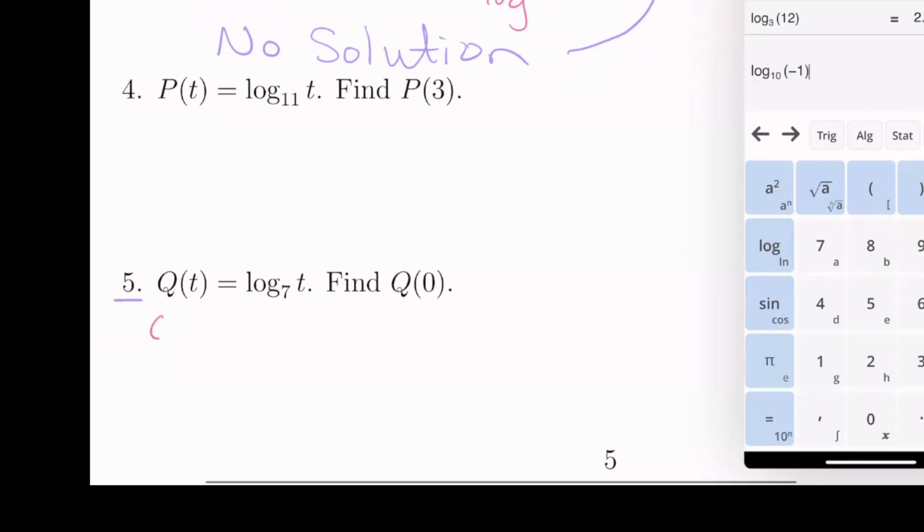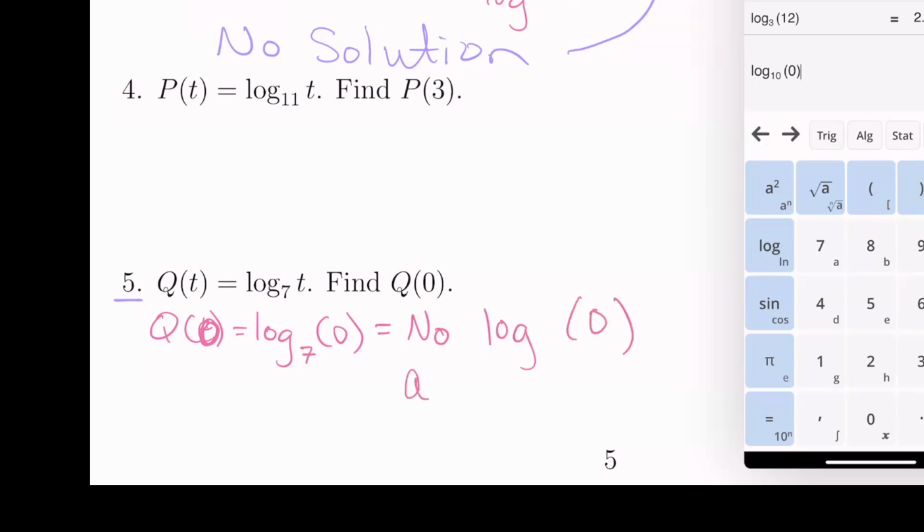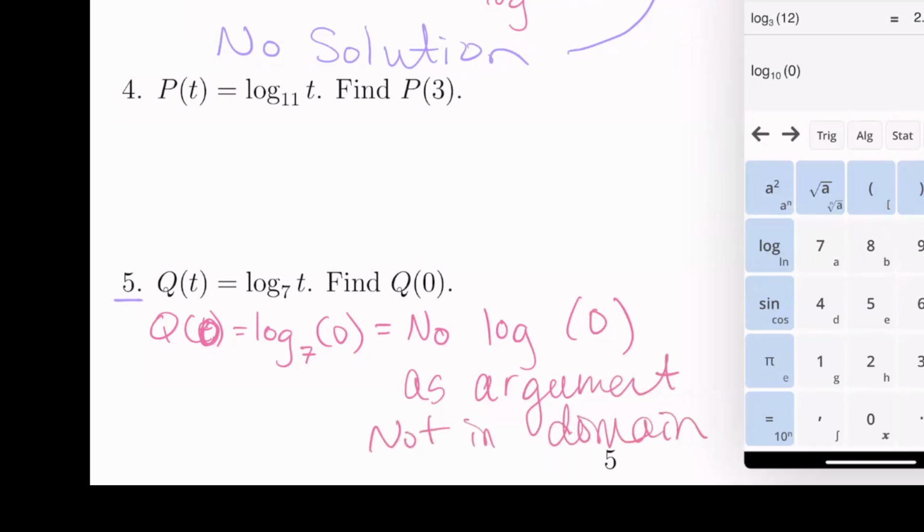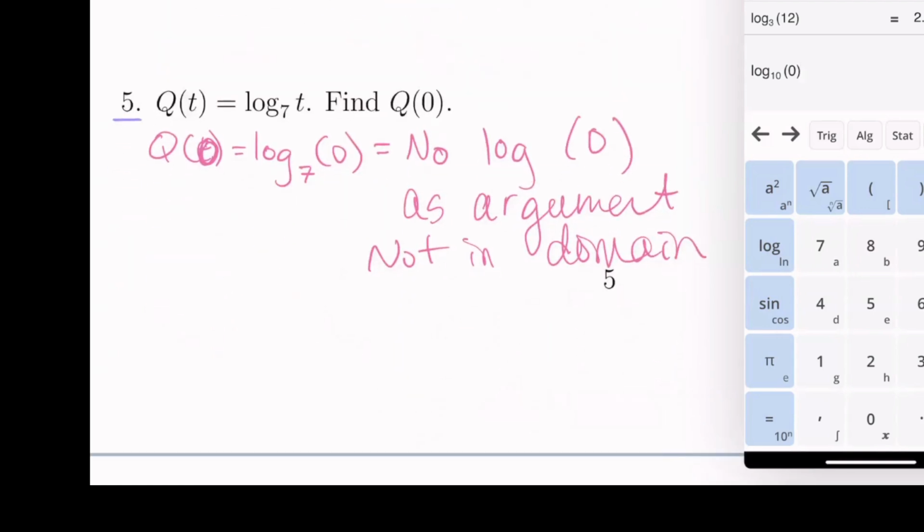Additionally, number 5, Q of 0 equals log base 7 of 0. Let's try typing in log of 0. We get a triangle error. We can't have 0 as our argument either. It's not in the domain. Remember, we said that x has to be greater than 0.